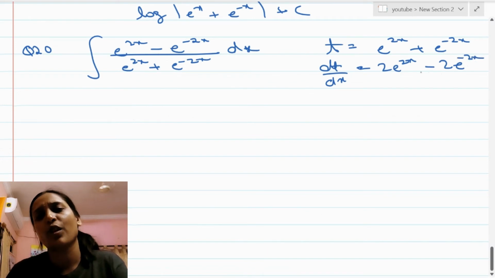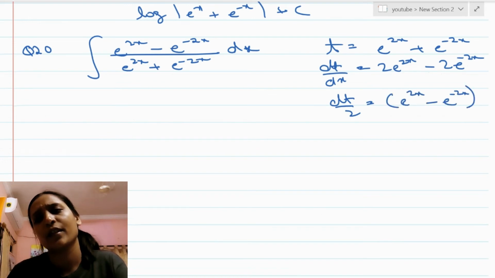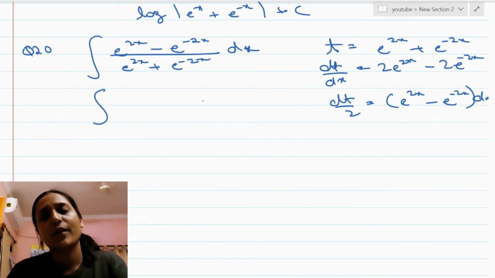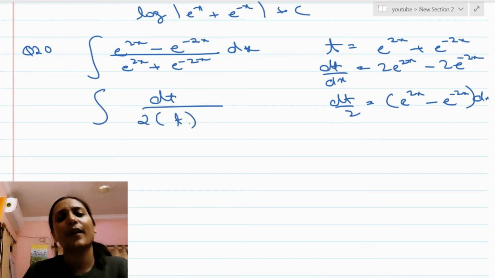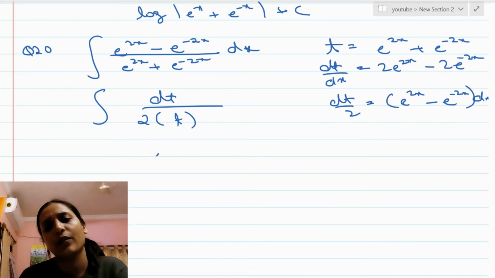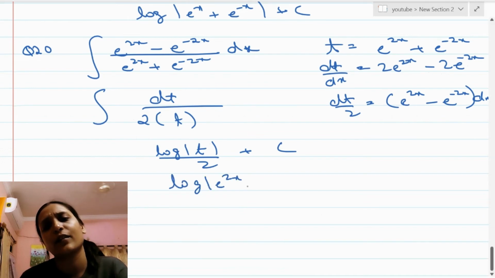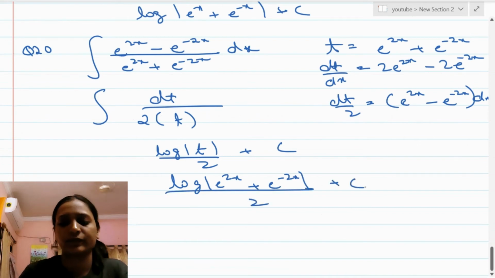And we can take 2 common, so this would become dt by 2 is equal to e to the power 2x minus e to the power minus 2x dx. So when we go back and substitute it, this would be just dt by 2 into t. So the integral of 1 by t is going to be log t. So log mod t by 2 plus c, where t is nothing but e to the power 2x plus e to the power minus 2x, divided by 2 plus c.